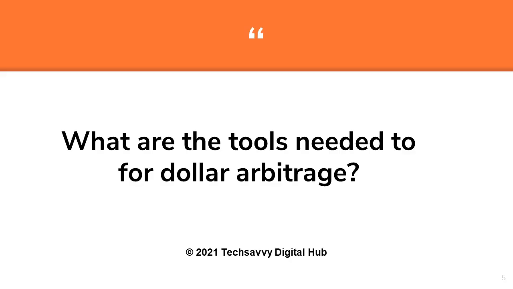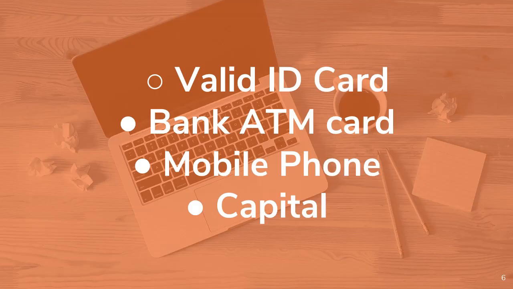Okay, so what are the tools that we need for dollar arbitrage? First and foremost, you need a valid ID card, a bank ATM card, a mobile phone, and then your capital. So you see, this is so simple: a valid ID card, your bank ATM card, your mobile phone, and your capital. I'm going to talk about all those things and break them down for you so you can be able to flow.